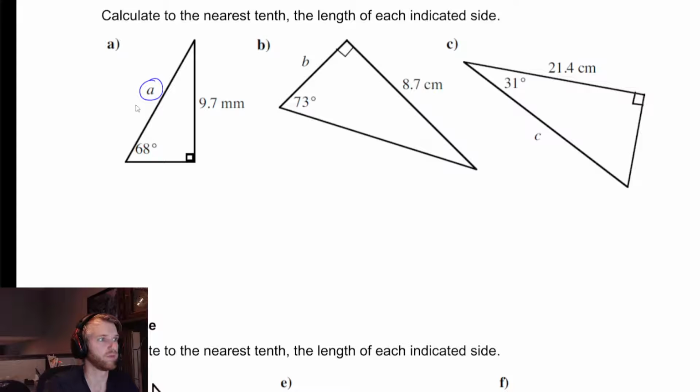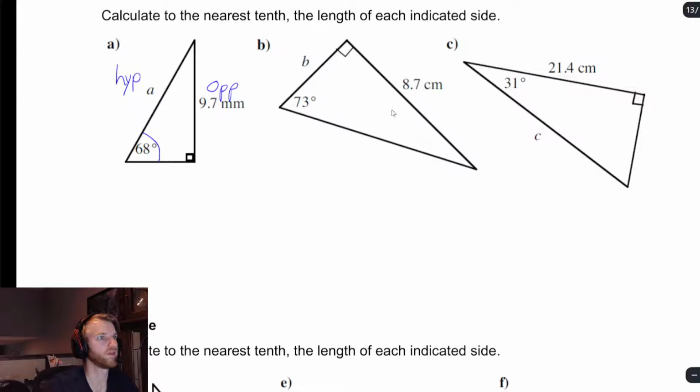Now, we are given this angle, and we're given this side. So we're going to use this angle for our trig ratio, and we're going to label our sides based off that. That would make this the adjacent side, which we don't care about for this one. And this is our opposite side. And this is our hypotenuse.